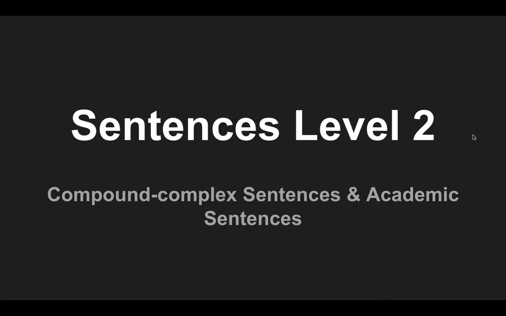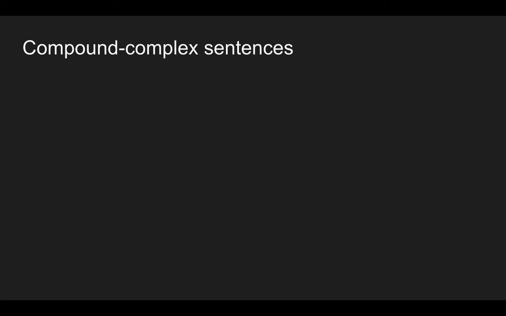Now we're going to jump into the main mini lecture for today, which is looking at sentences level 2. We're going to look at a couple of different types of sentences here today: what are called compound complex sentences and what are called academic sentences. So compound complex sentences are actually quite common in written English. These are the longer sentences that include three or more ideas.